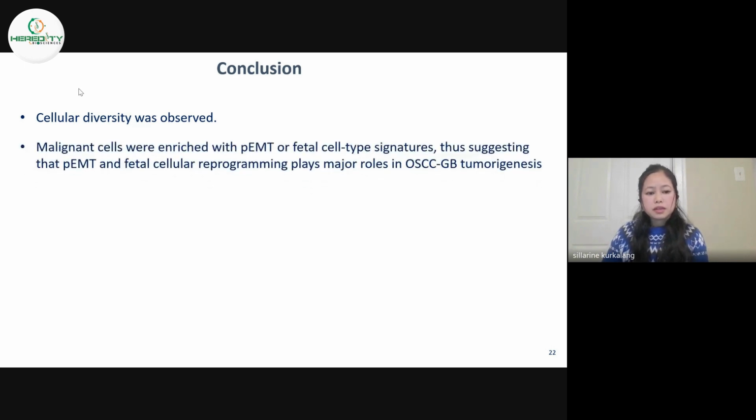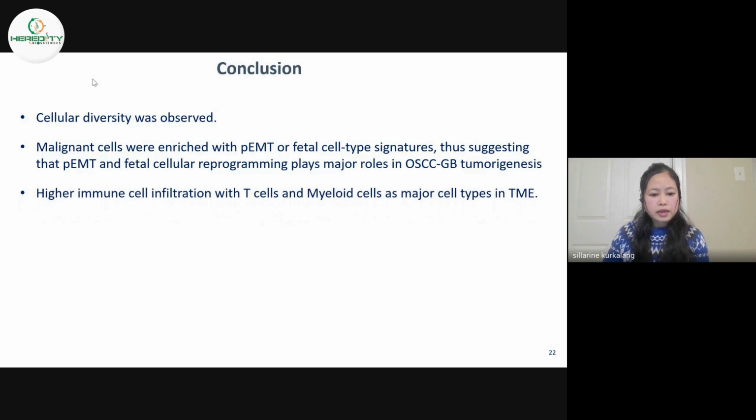The malignant cells that we have studied were shown to be enriched with either PMT or fetal cell type signatures, thus suggesting that the partial epithelial to mesenchymal transition and the fetal cellular reprogramming could play a major role in OSCCGP tumorigenesis. And there is a higher infiltration of the immune cells, with the T and myeloid cells as the major cell types, indicative of the importance of these T cell and myeloid cells in the tumor microenvironment of the OSCCGP tumors.